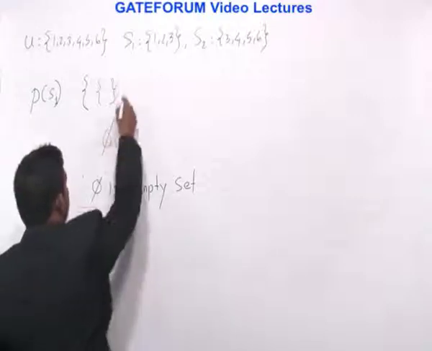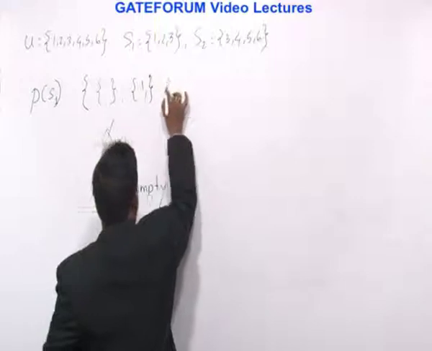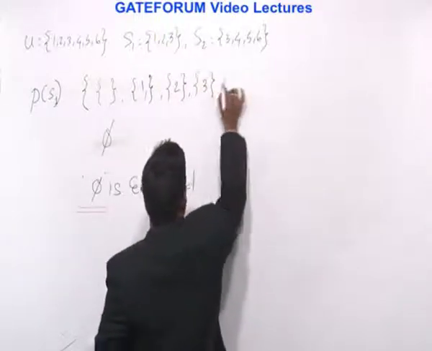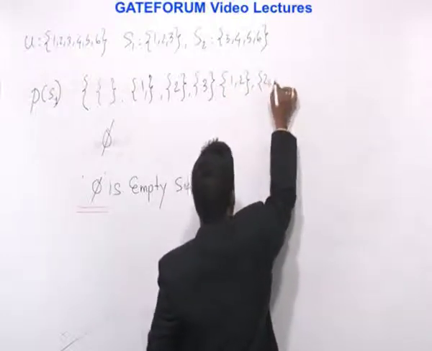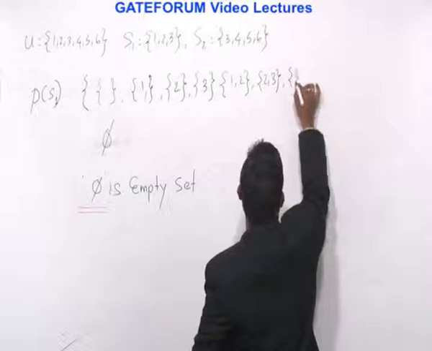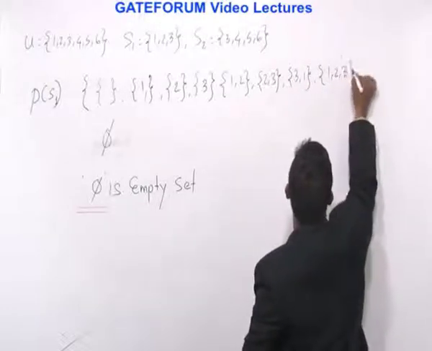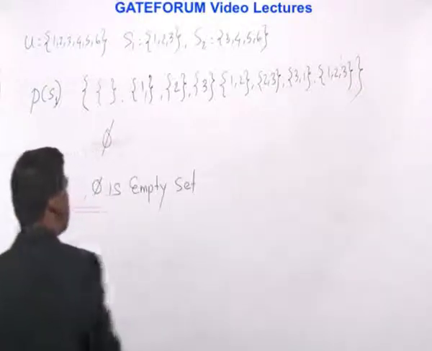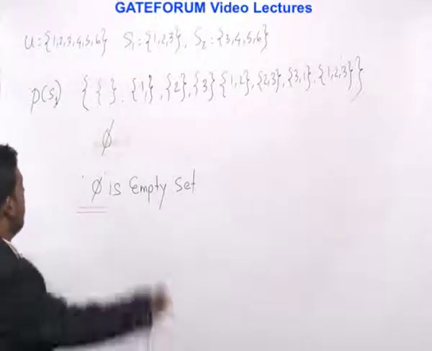So phi, then let's say 1 single element, {1}, {2}, {3}, then 2 elements, {1, 2}, {2, 3}, {3, 1}, and {1, 2, 3}. So these are all the subsets possible over S1.